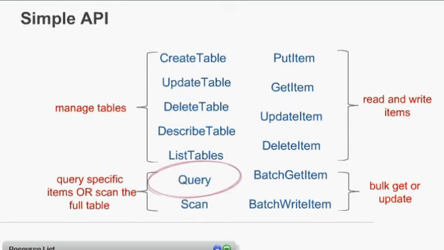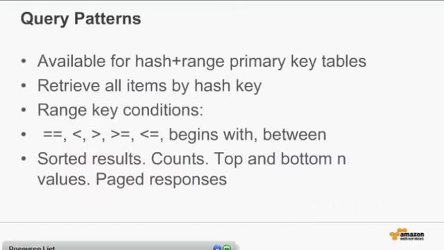So let's take a quick look at the query-specific items. The query API call allows you to basically take a look at your data and slice and dice it based on the hash and the range primary keys on your tables. You can retrieve all the items by a hash key, so you could get all of the high scores that Bob has scored, for example. But you can also apply range key conditions. So you can do equality, greater than, less than, greater than or equals to, and so on and so on. You can also do begins with and between for more advanced queries.